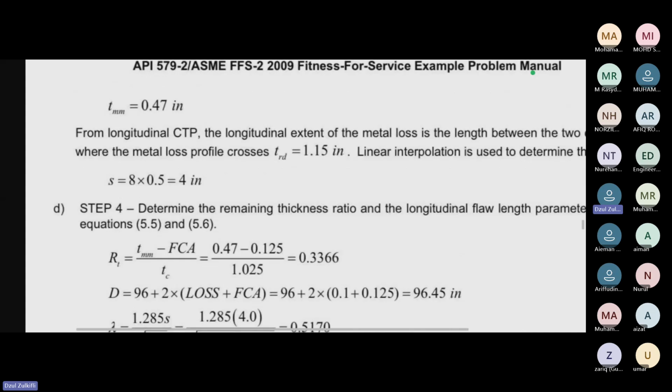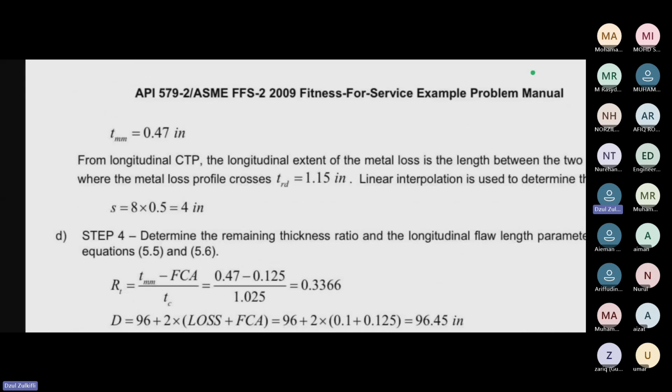Okay, so I'm not going to share my screen. So please capture the formula. The lambda factor is 1.285 times S. S is 4 inch.